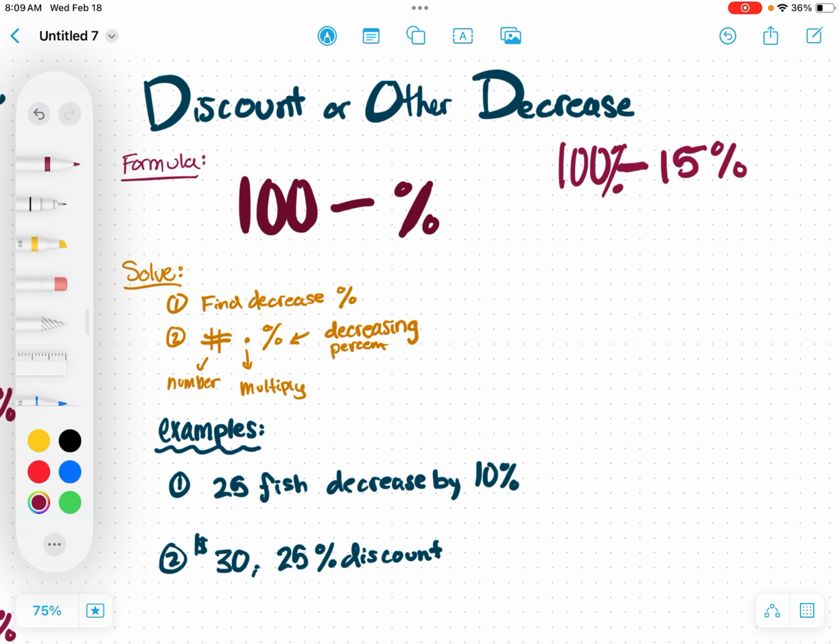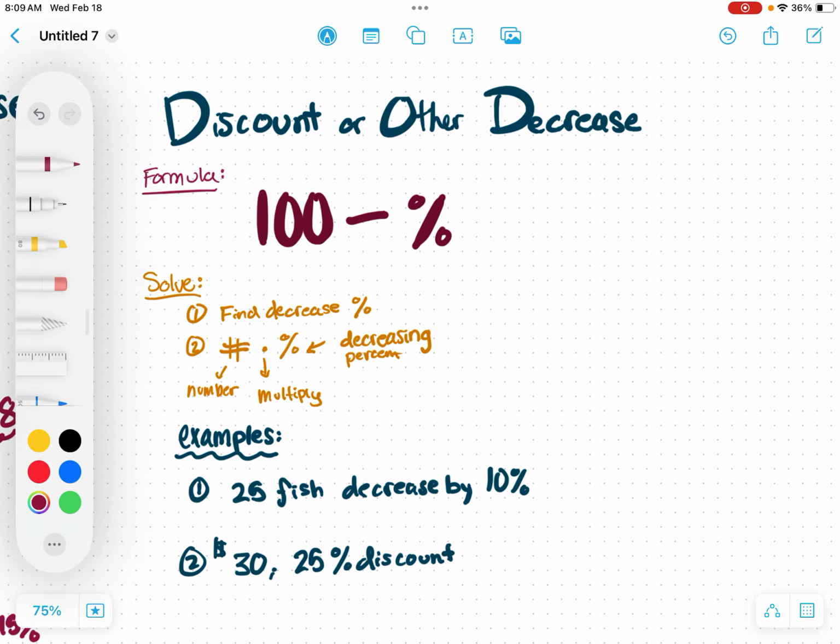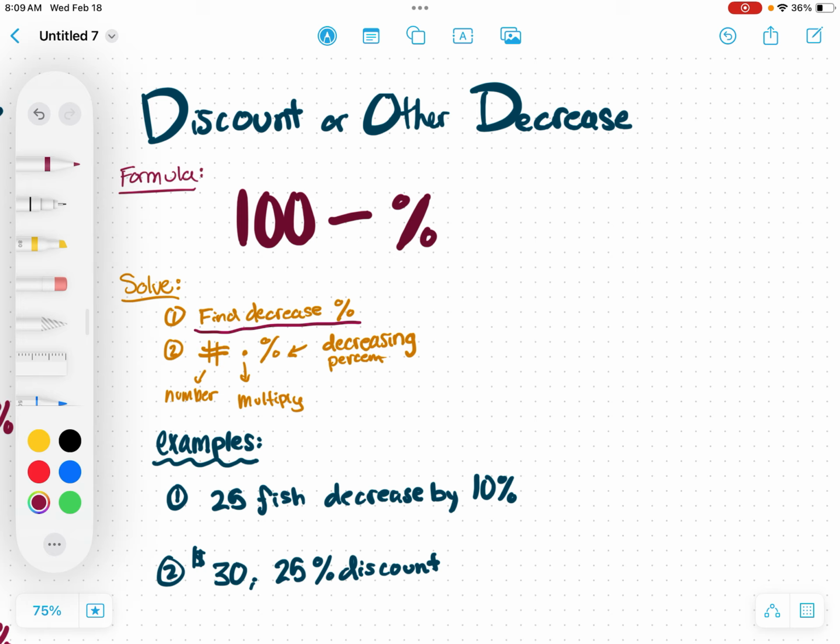If you were to take 100% and subtract 15%, you get 85%. So we would multiply by 85%. Let's go ahead and solve this. Again, we're going to solve it the exact same way. Step 1, find your increasing or decreasing percent. In this case, we're going to be decreasing. And then you're going to take your number and multiply it by the percent.